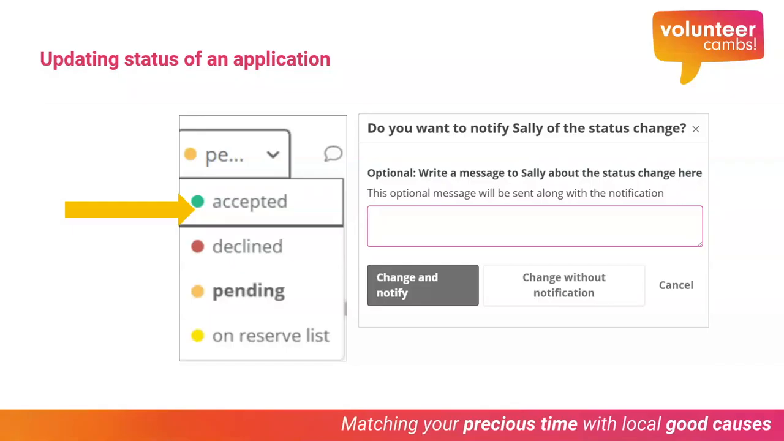Okay, so I hope that helps, but please do take a look at your data. If you've got lots of people as pending, try and move them along to either accepted or declined so that you've got up-to-date records and we can really see the impact of Volunteer Cambs.